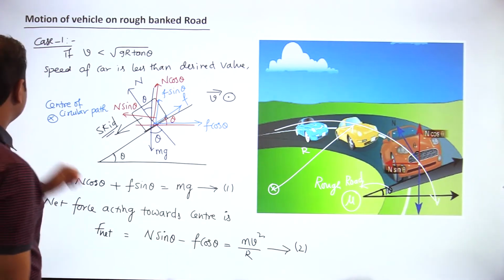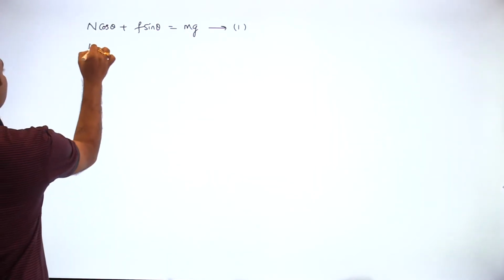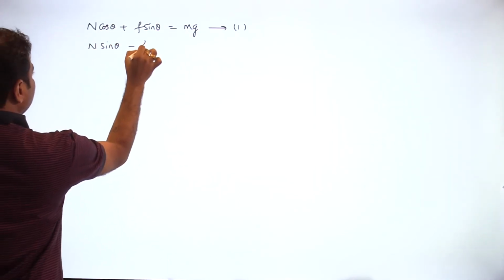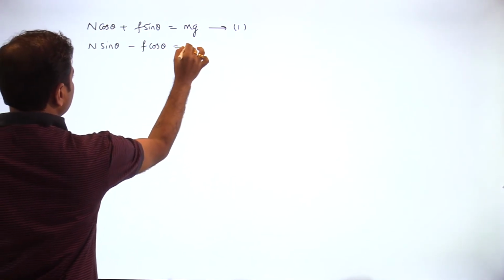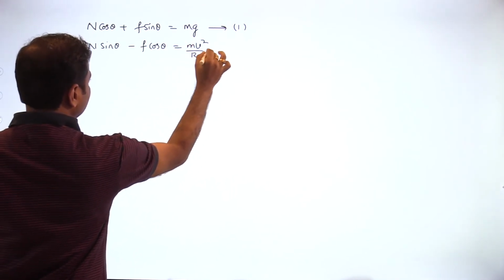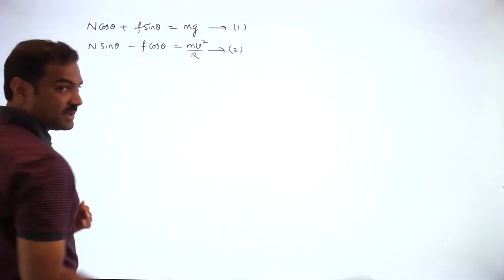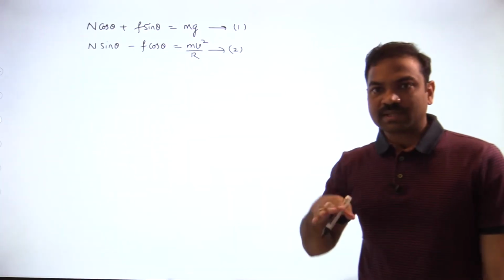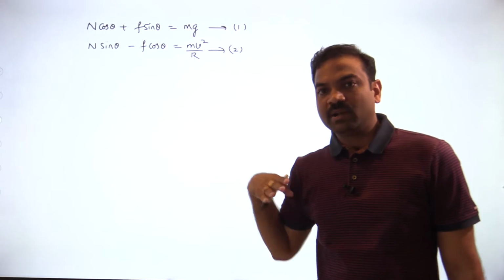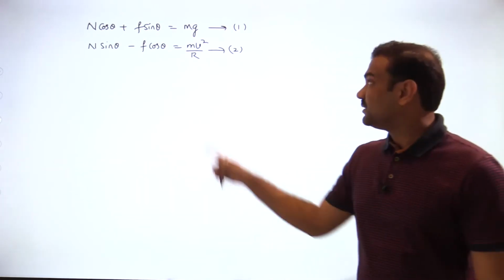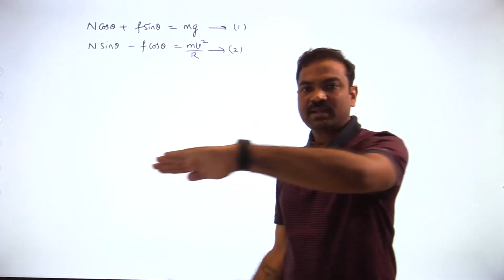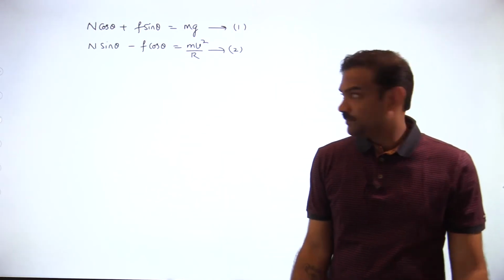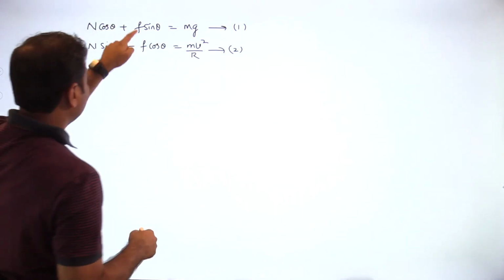N sin theta minus F cos theta. Okay? N sin theta minus F cos theta is equal to mv square by r. R is the radius which it is maintaining, the radius along which it is taking the turn. With what speed? V is the speed. R is the radius, V is the speed. Okay? So then I want to find out the friction force value.